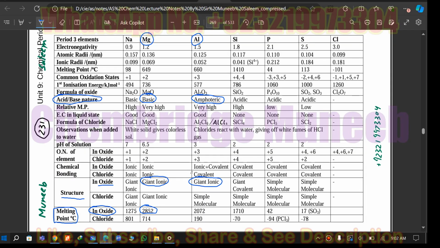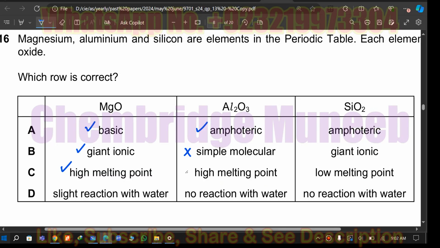Then comes the melting point. In melting point its value is 2070, which is still a large value. So yes, I can put it as a high value. I am leaving the reaction with water property. Now move to the silicon oxide.